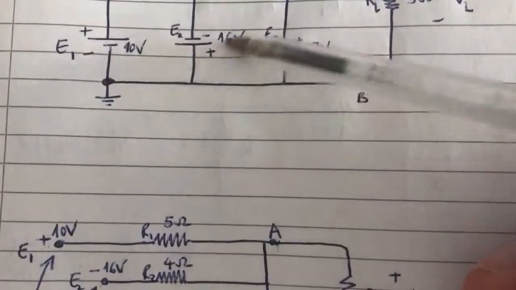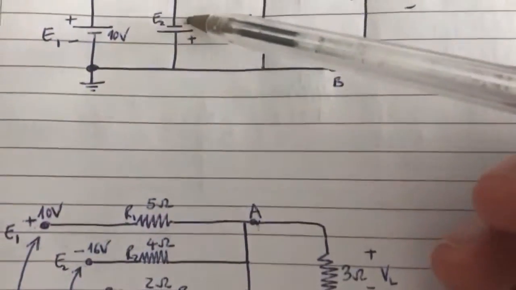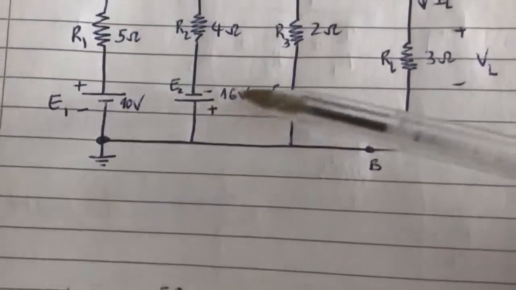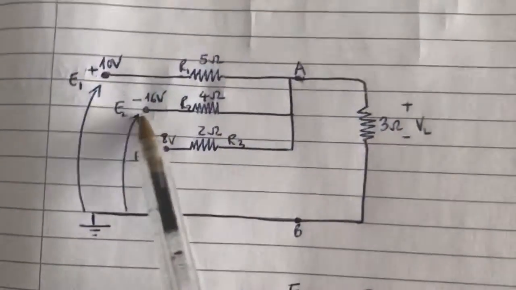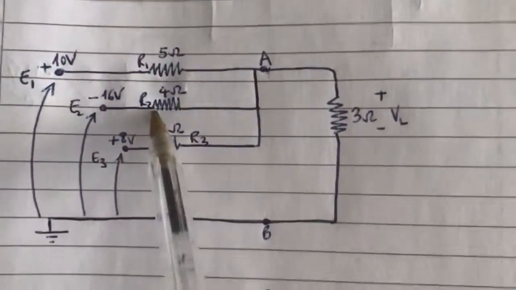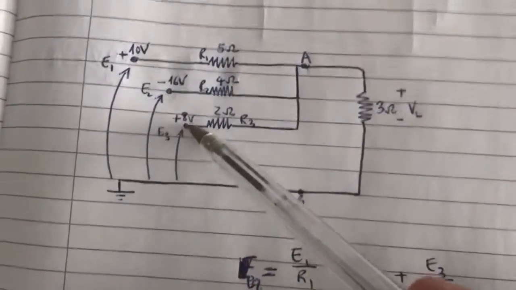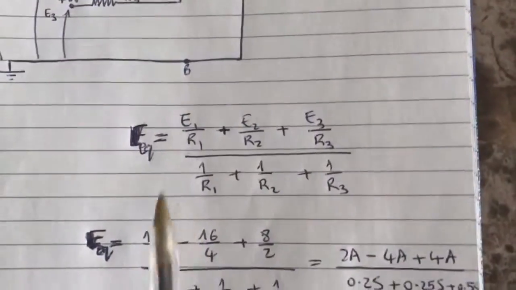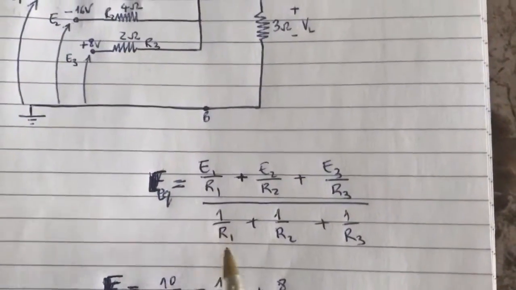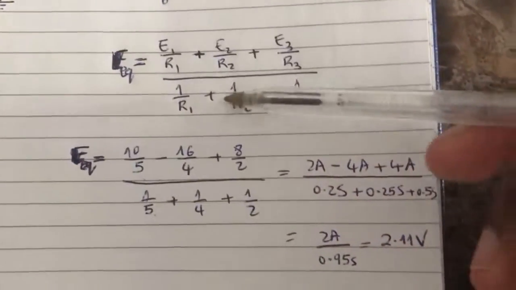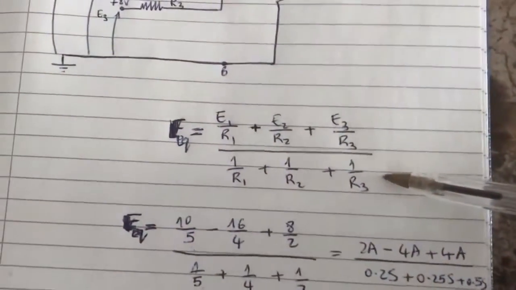Notice this is a negative voltage. Why? Because this end, the resistor is connected to the negative end of this voltage source. So it is seeing this voltage source as a negative voltage. So you see this as negative 16 volts connected to R2, which is 4 ohms. And then you have 8 volts connected to R3, so you have E3 divided by R3. And you divide that by the sum of the reciprocals of each resistor, which is going to be 1 over R1 plus 1 over R2 plus 1 over R3.